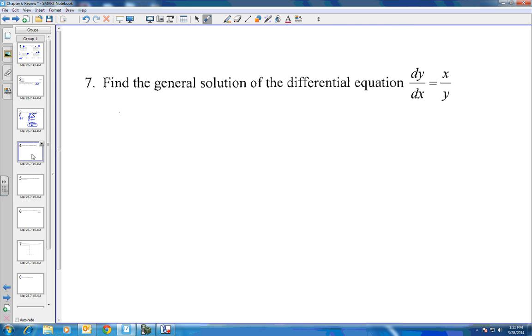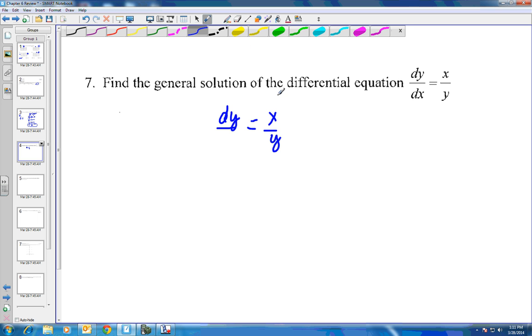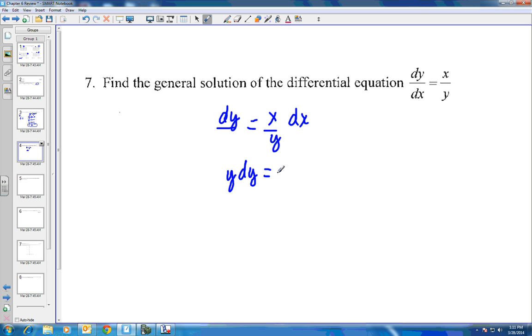All right, number 7. Find the general solution of the differential equation. So again, I'm going to separate, then integrate. So I have dy dx equals x over, sorry, so dy equals x over y dx. I multiplied both sides by dx. Multiply both sides by y, and I have y dy equals x dx. So I separated my variables.